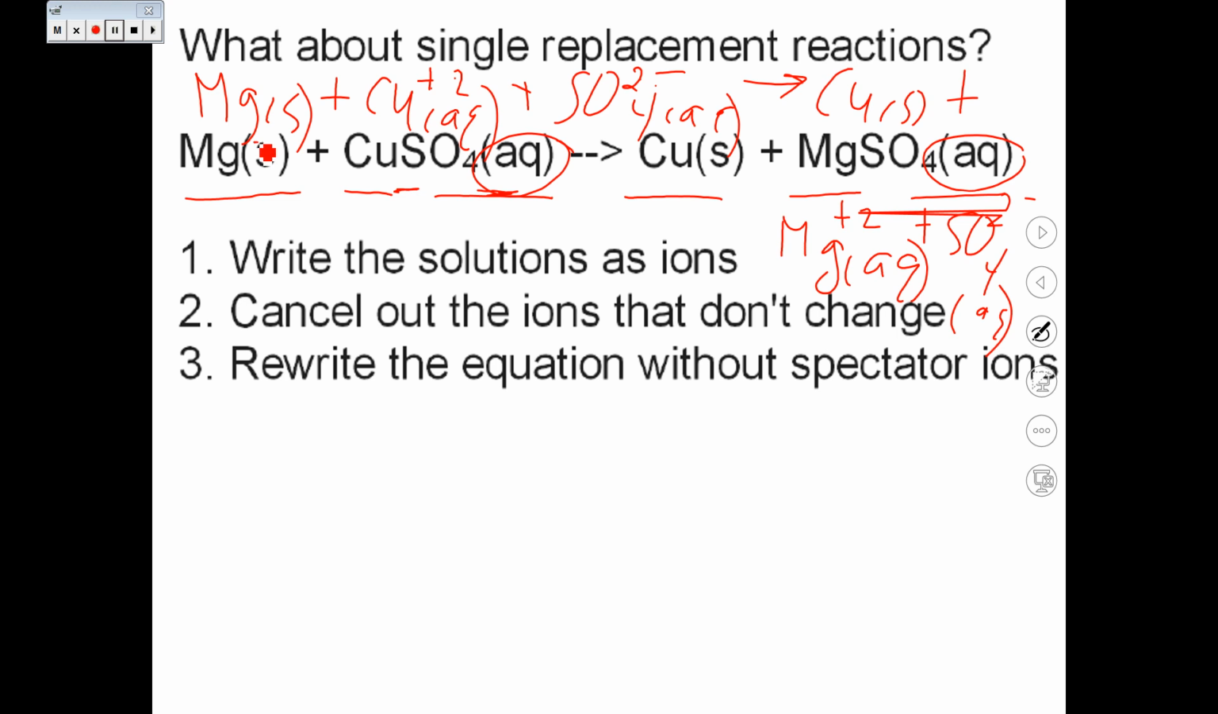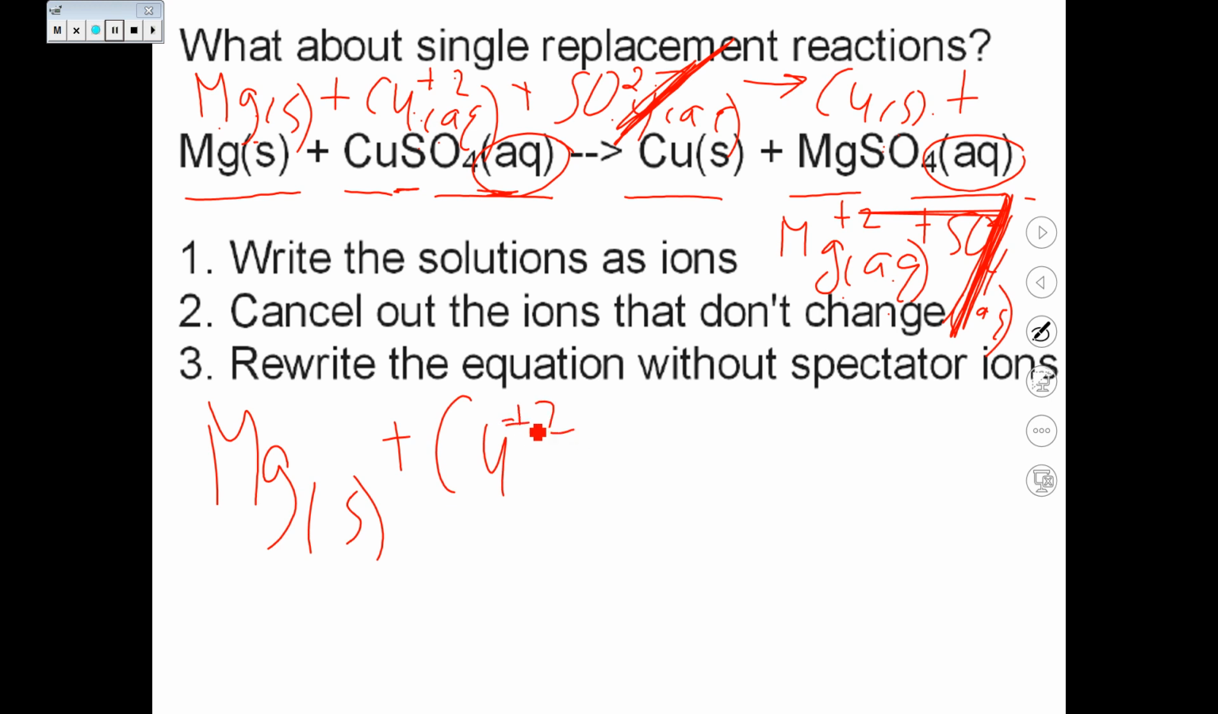Magnesium is Mg solid here. It is Mg plus 2 AQ there. They are not the same thing. You can't cross those out. Copper is a solid here. It is aqueous here. These are not the same thing. They cannot get crossed out. SO4 2 minus AQ, though, is the same as SO4 2 minus over here. So these can get crossed out. So SO4 2 minus is your spectator ion, and then you will rewrite this with just the parts that remain.